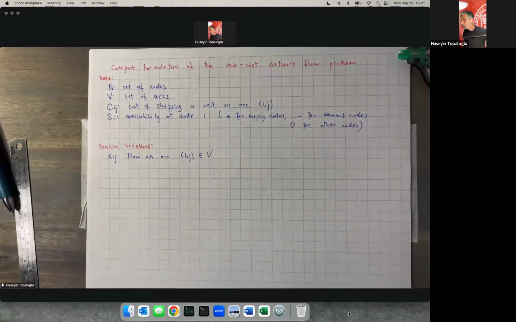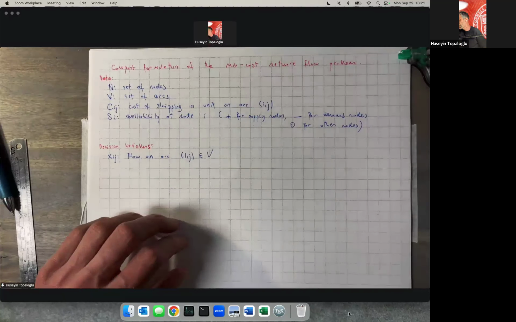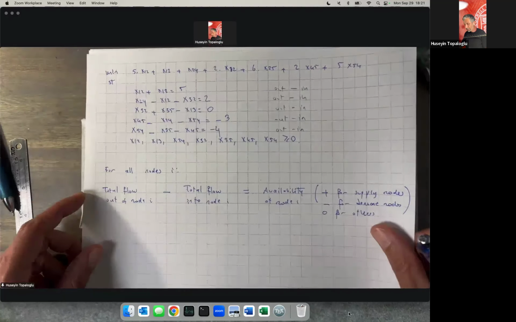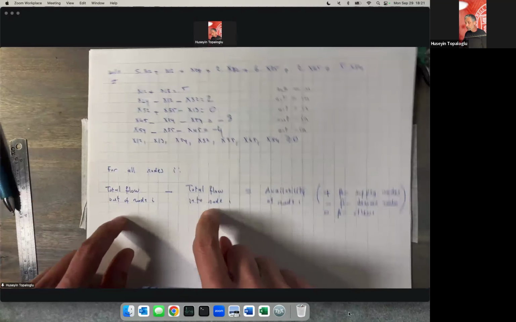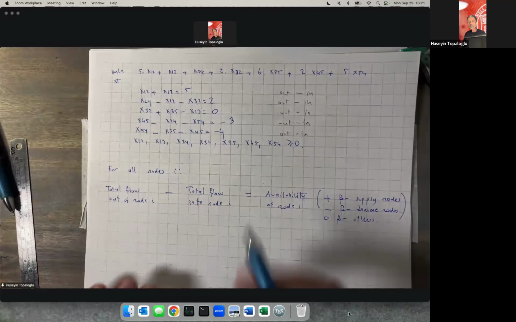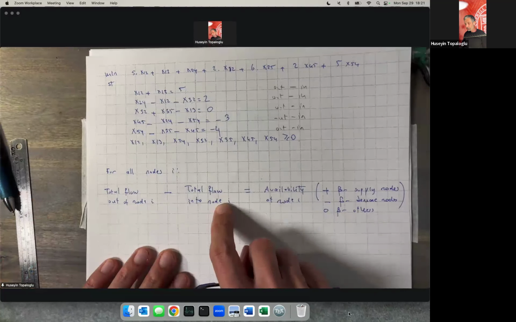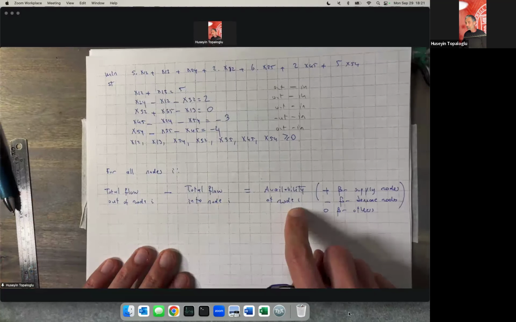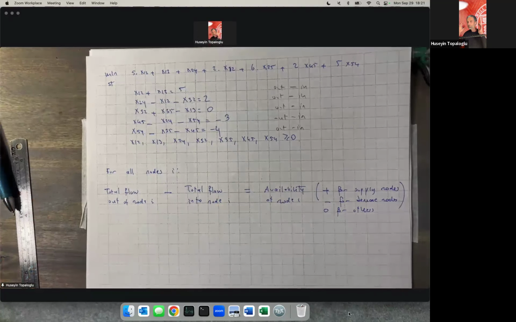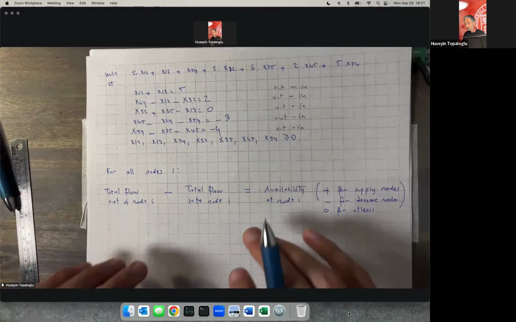Good. So now, how do we write our flow balance constraints? Remember, in this uniformized fashion, we said we're always going to write the flow balance constraint as total flow out of node i minus total flow into node i is equal to the availability at node i.